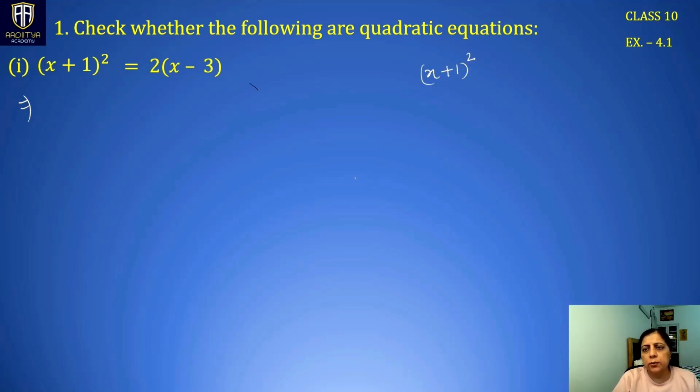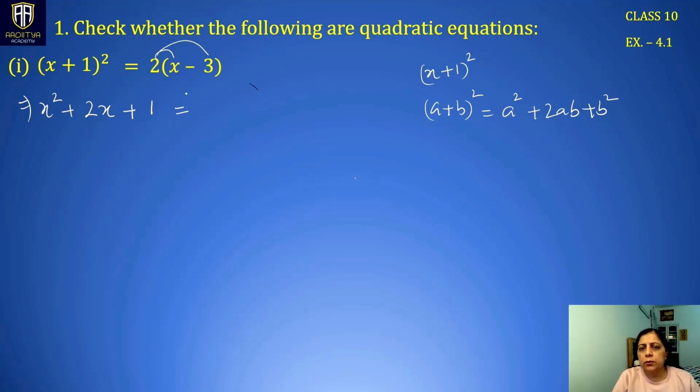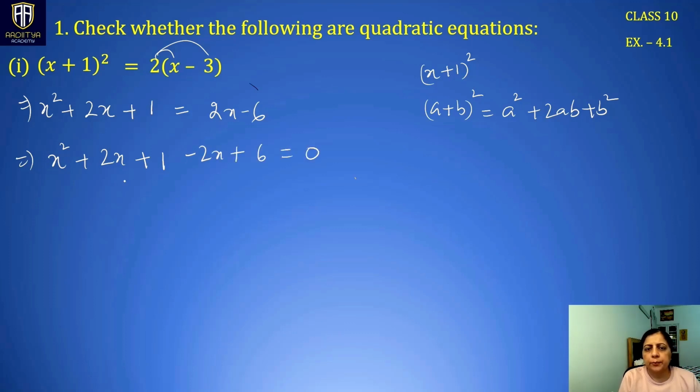this is x plus 1 whole square. So you can open this bracket by using identity of a plus b whole square, which is a square plus 2ab plus b square. So that makes it a square is x square plus 2 times x times 1 is 2x. B square is 1. And in RHS we have to open this bracket. This is 2x minus 6. Now to write this in a standard form, we have to bring all the terms to left hand side. So I'm bringing this minus 2x plus 6 to left hand side.